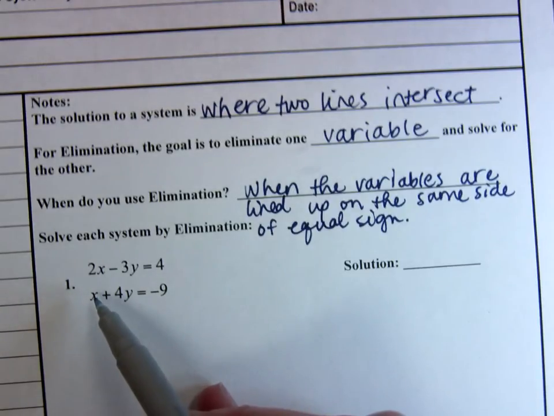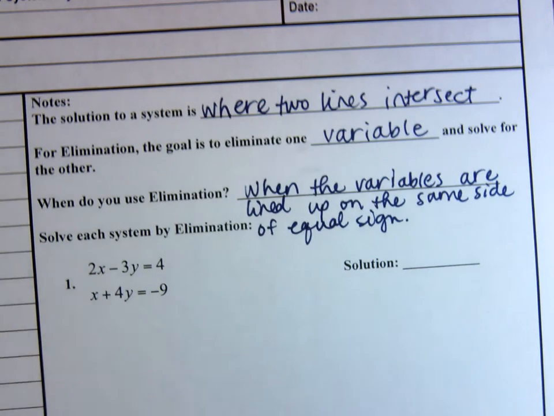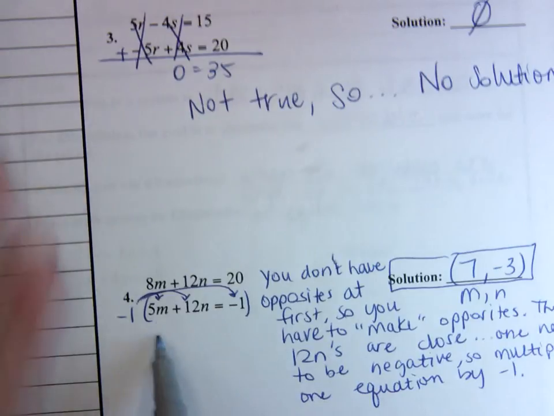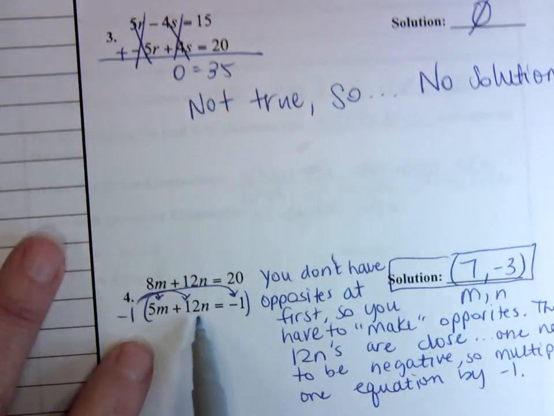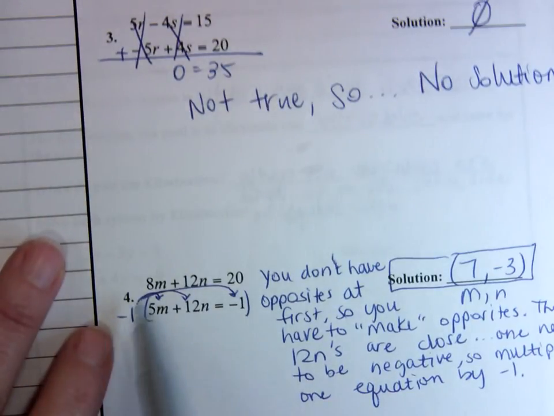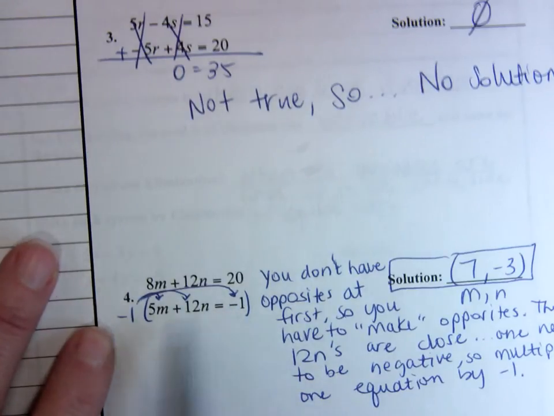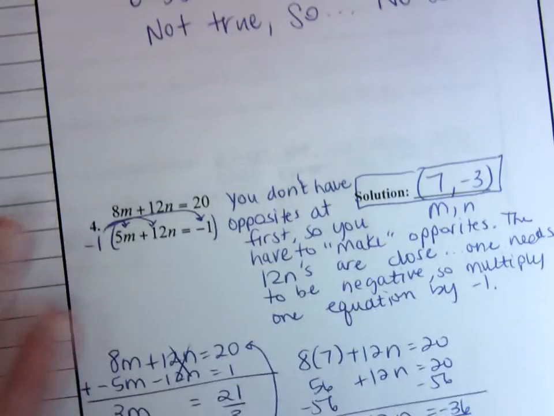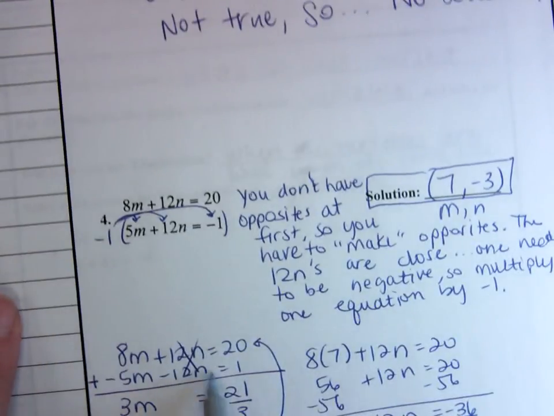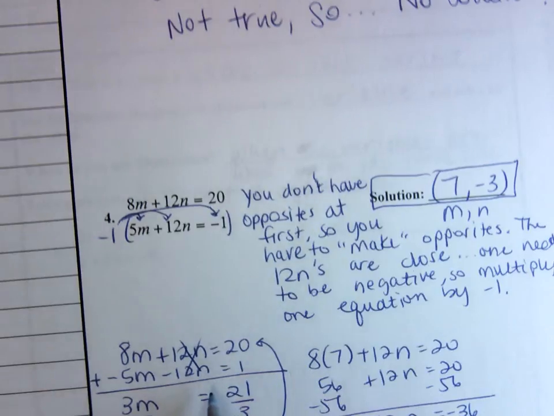Let's go back and look at that real fast. So on the elimination part 1 notes, if you look back, we didn't have any opposites here, but the 12 ends were close. So we multiplied each of them by a negative 1. It didn't change the value of the equation, it just changed what it looked like so that we were able to cross out the ends. We were able to eliminate the ends.